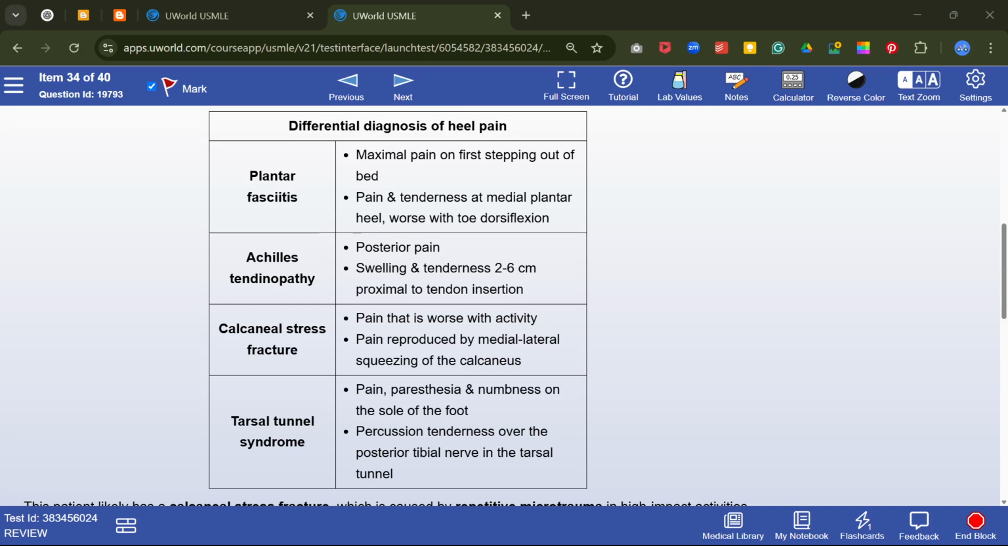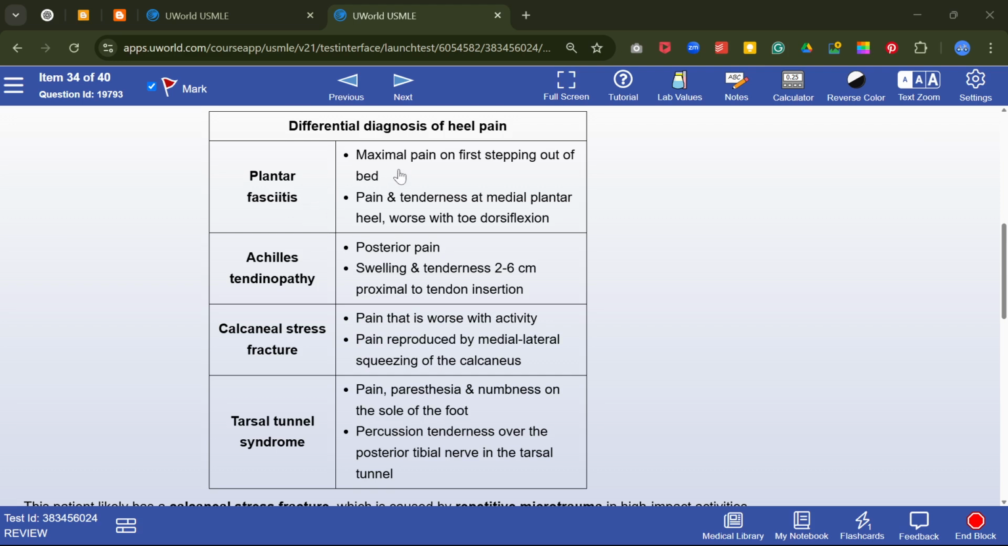Now I would like to talk about the differential diagnosis of heel pain. For remembering heel pain, we have to make our schedule PACT: plantar fasciitis, Achilles tendinopathy, calcaneal stress fracture, and tarsal tunnel syndrome.